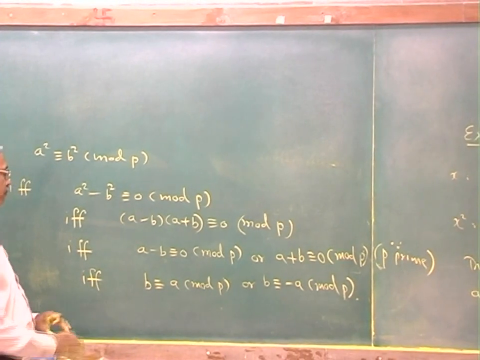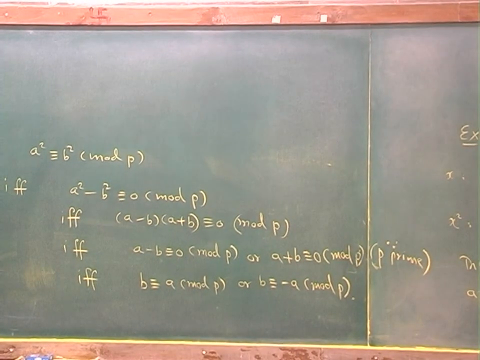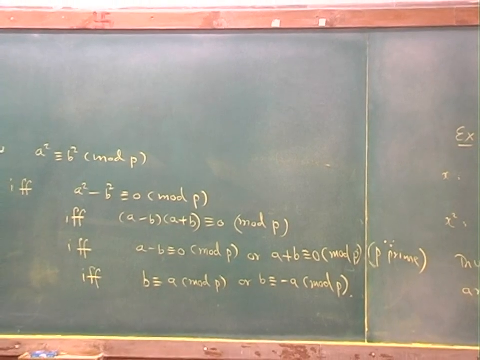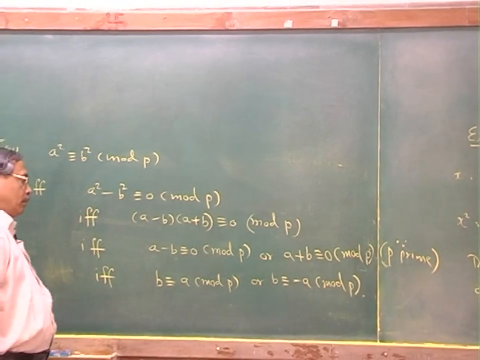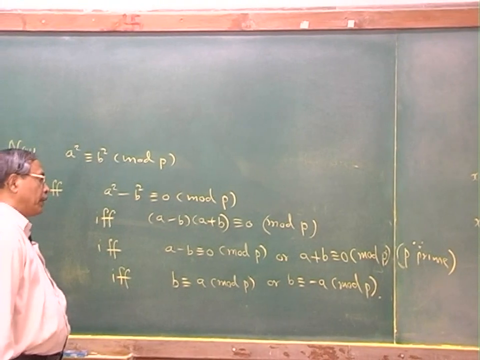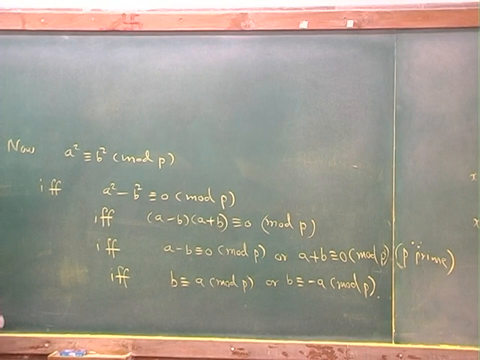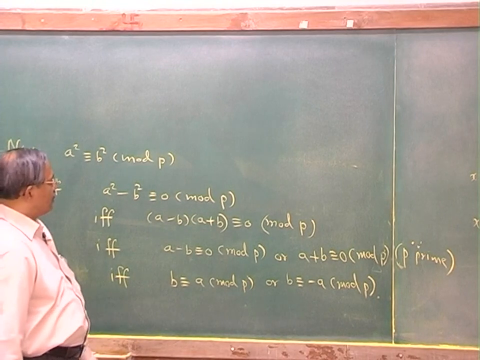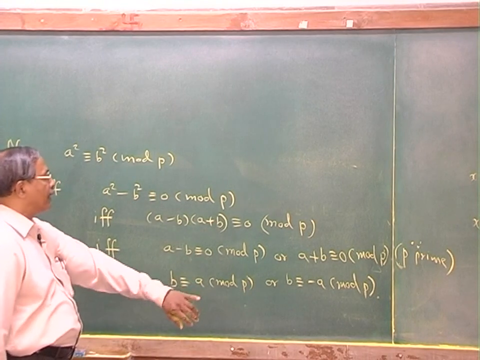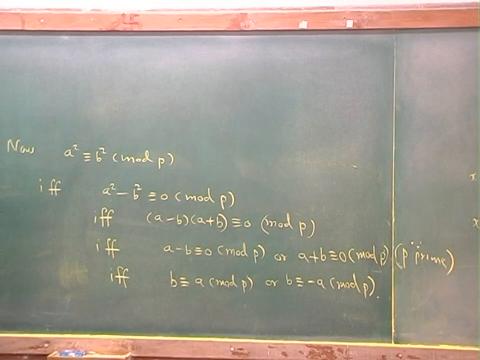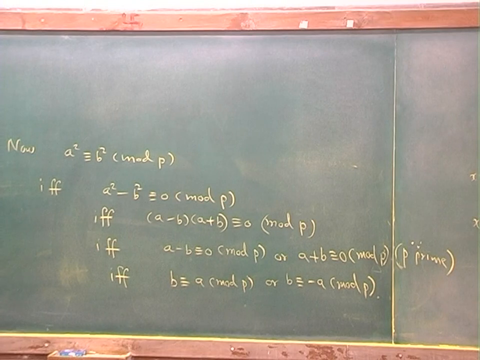So at most two different elements mod p can have the same square. So a and minus a, they have the same square and no other element has the same square.